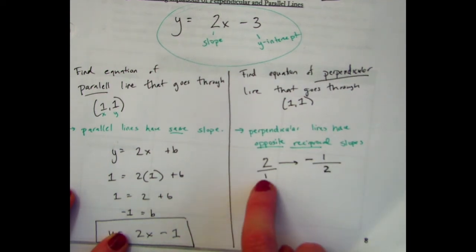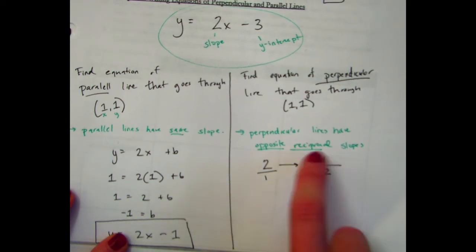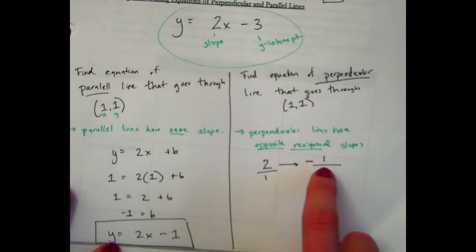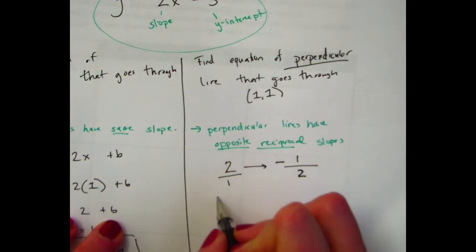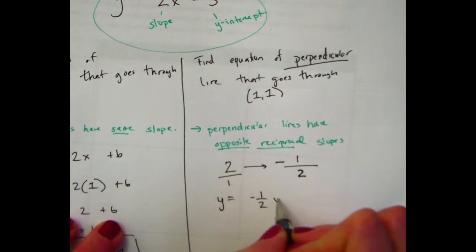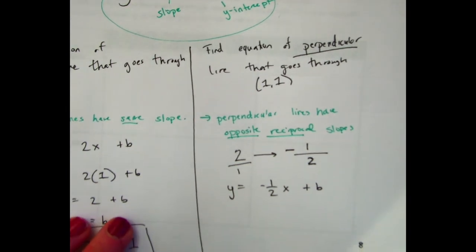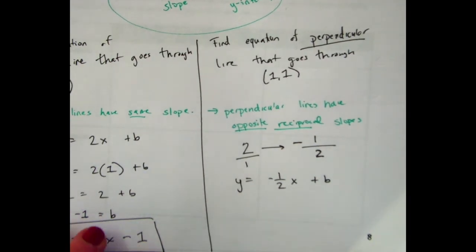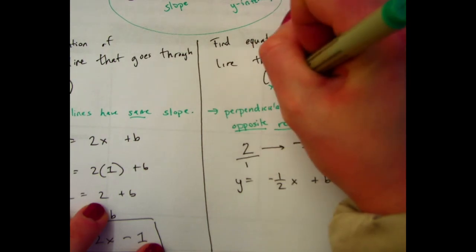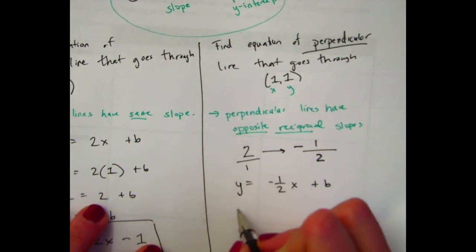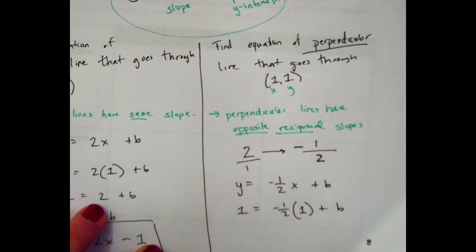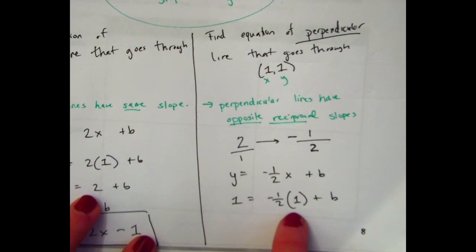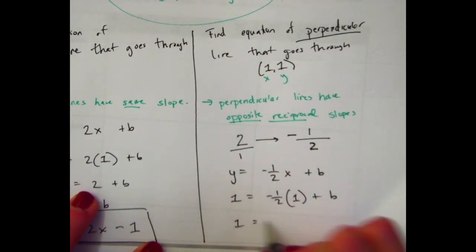How am I going to find the y-intercept? Same strategy as before. So I'm going to plug in my point, 1, 1. 1 equals negative 1/2 times 1 plus b. Anything times 1 is just itself. So I'm going to get 1 equals negative 1/2 plus b. And then when I add 1/2 to both sides, I'm going to get b equals 1 1/2.